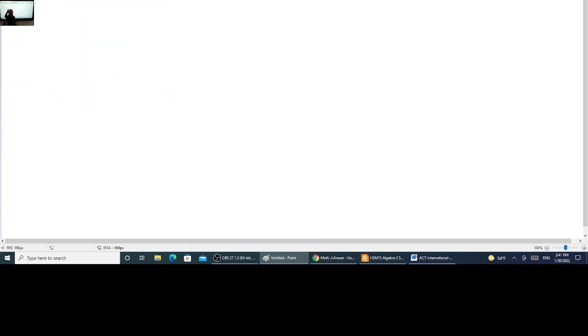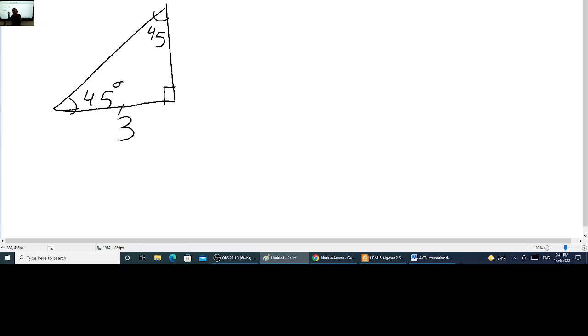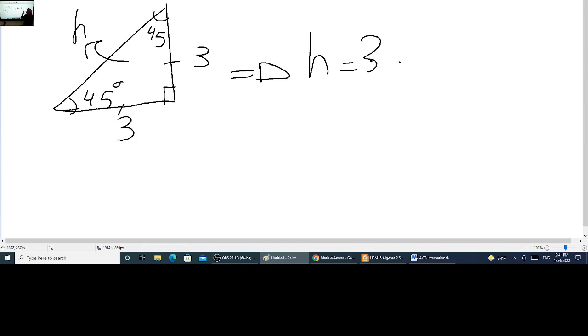If you have a right triangle with angles 45, 45, 90, and this side equals 3, and this side equals 3, find the hypotenuse. By applying the theorem, the hypotenuse equals 3 times the square root of 2, just 3 times square root of 2.